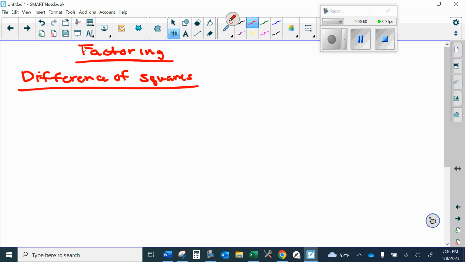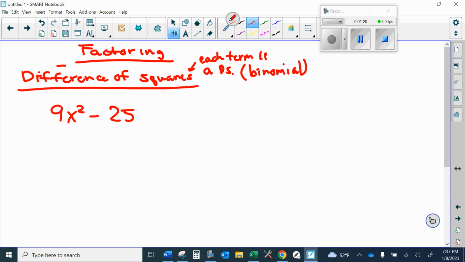Difference means subtraction, and squares, each term is a perfect square. PS for perfect square, and there's only two terms. It's a binomial, or two terms. Okay, so example: 9x squared minus 25y to the fourth.